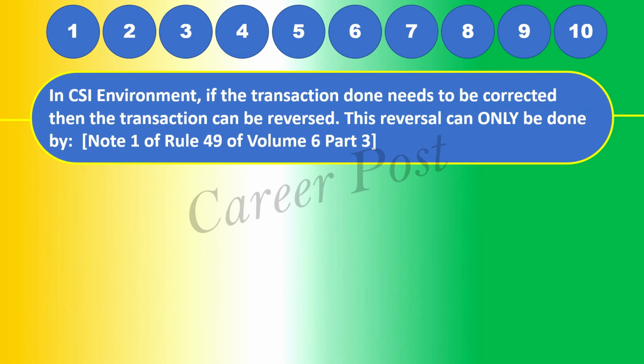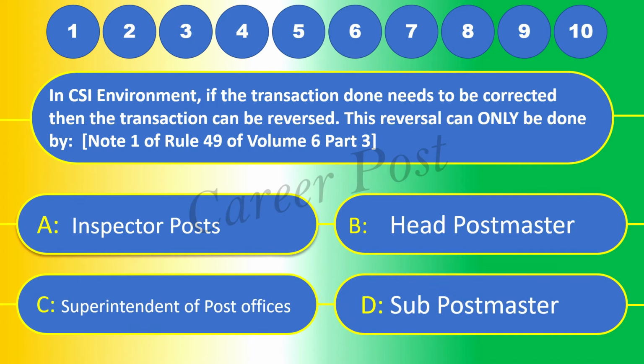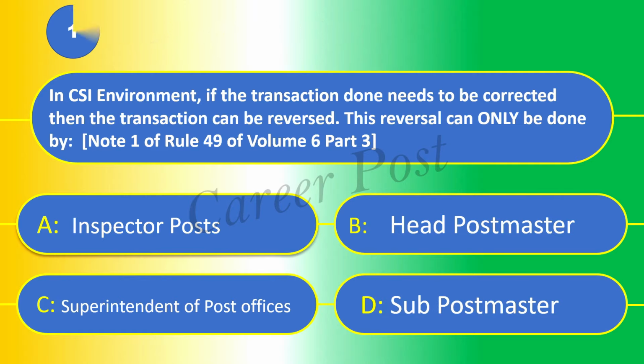Next question. In CSI environment, if the transaction done needs to be corrected, then the transaction can be reversed. Okay, that is known. This reversal can only be done by A. Inspector Post, B. Head Postmaster, C. Superintendent of Post Offices, D. Sub Postmaster. Your time starts now. That means who is competent to reverse a transaction in CSI? Who is the only one who can reverse? Is it Inspector Post, Head Postmaster, SP or SPM? The answer is Head Postmaster. Reversal can only be done by the Head Postmaster. SPM cannot reverse his transaction in the SO. He has to raise a request to the Head Postmaster. Then the Head Postmaster, after verifying, will reverse it.